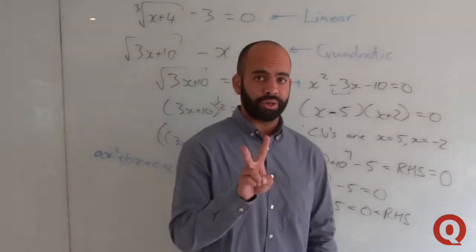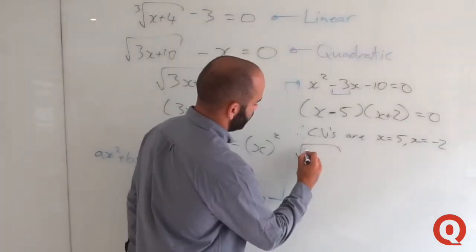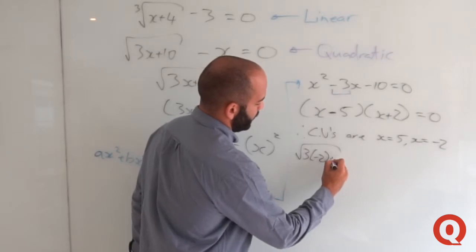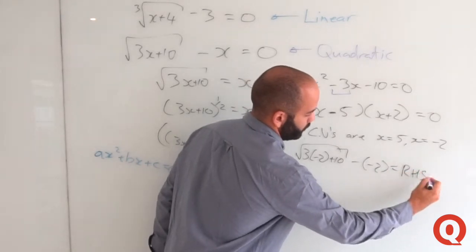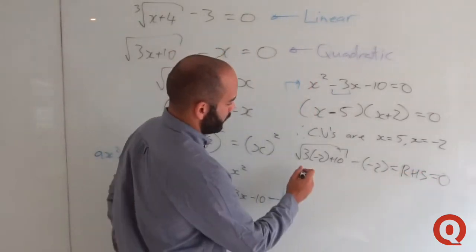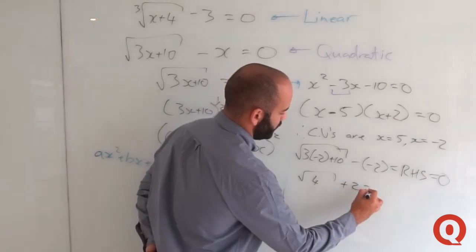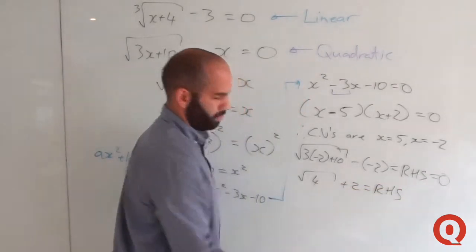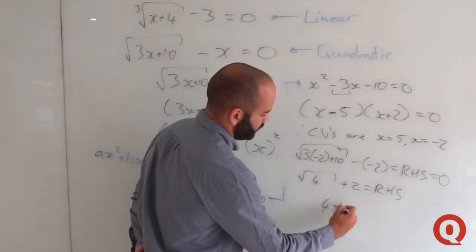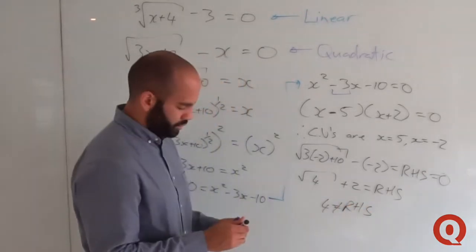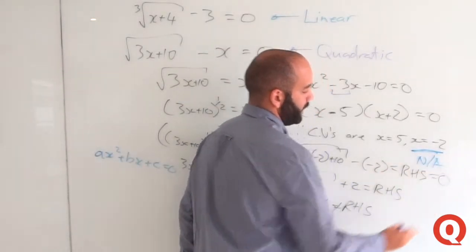But that doesn't mean that both critical values are correct. I'll show you once we substitute in x equal to minus 2. You've got the square root of 3 times minus 2 plus 10, minus 2 equals the right-hand side, which should be equal to 0. Working this out and simplifying it, you're going to actually get square root of 4 plus 2 equals the right-hand side. But that clearly doesn't work out, because 2 plus 2 is going to give you 4. 4 does not equal the right-hand side. Therefore, the solution of x equal to minus 2 is not applicable and not a valid solution.